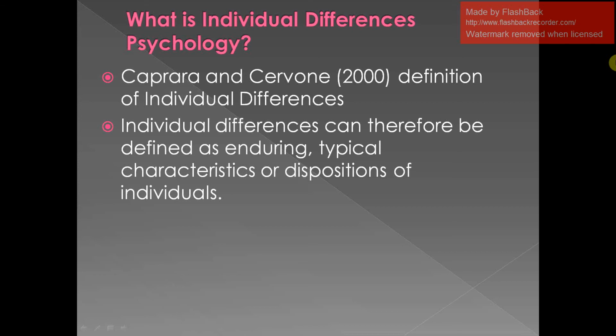These psychological phenomena also have consequences for how individuals react and therefore regulate themselves across a range of life domains. And the relationship between these person and situation variables is complex and reciprocal. Individual differences can therefore be defined as enduring typical characteristics or dispositions of individuals.